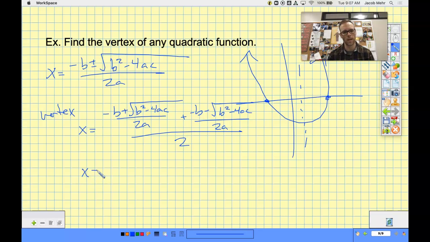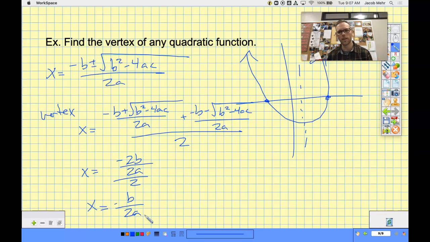And we said, okay, well, those have a common denominator, so when we add them together, the square roots are gone because this one's positive, this one's negative. It ends up being -b over 2a over 2, and when we simplify that, we get -b over 2a. Remember, that's where the vertex of any quadratic is. And that was our thinking.